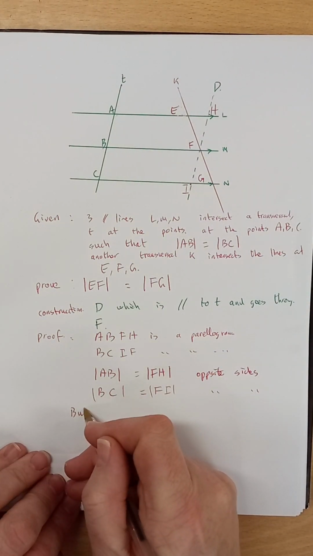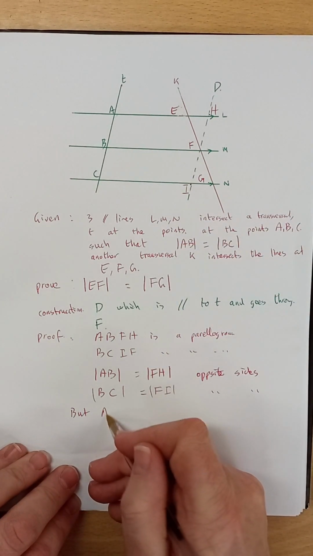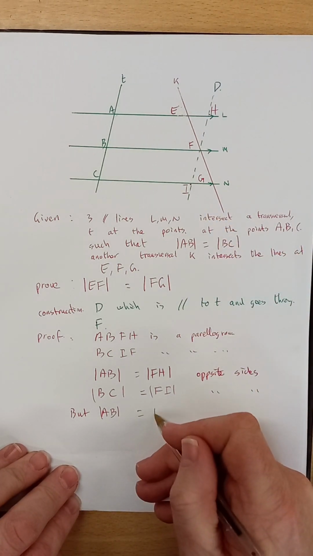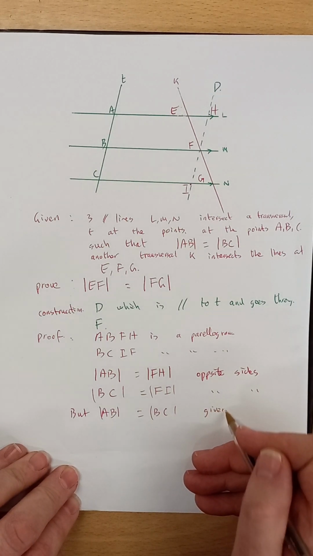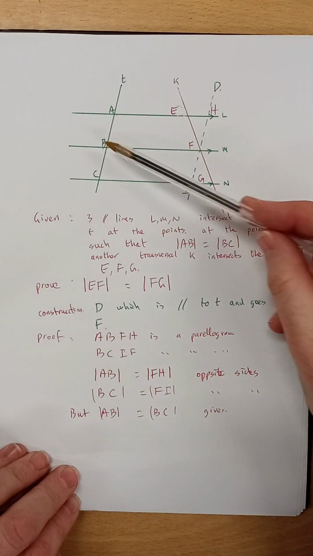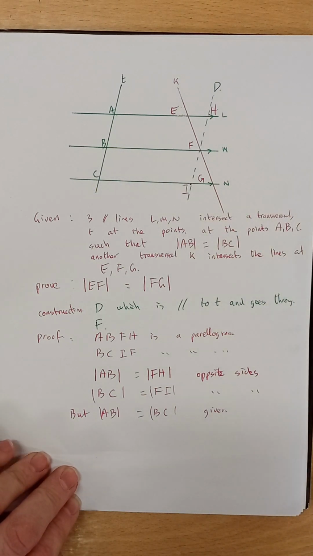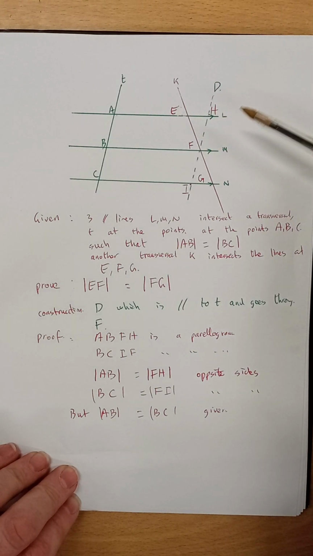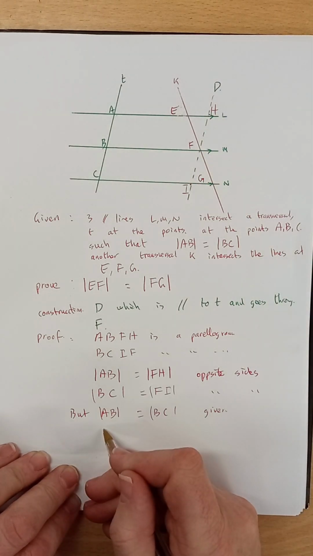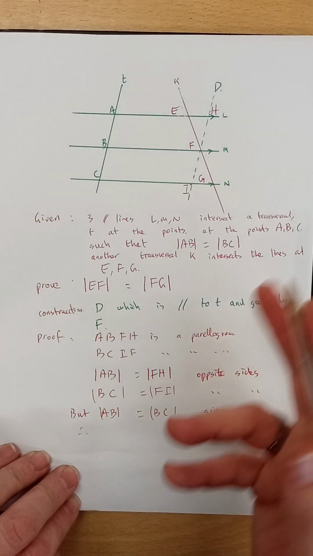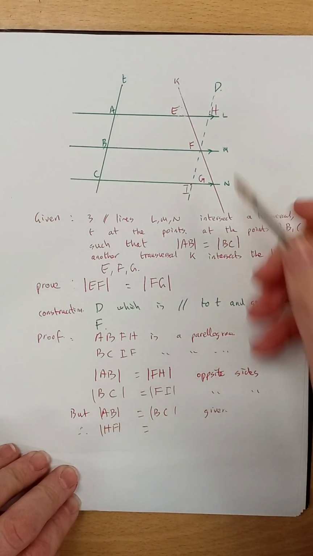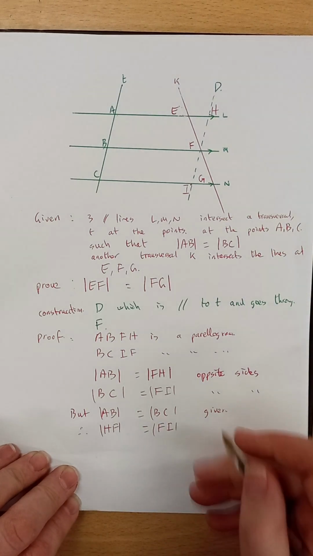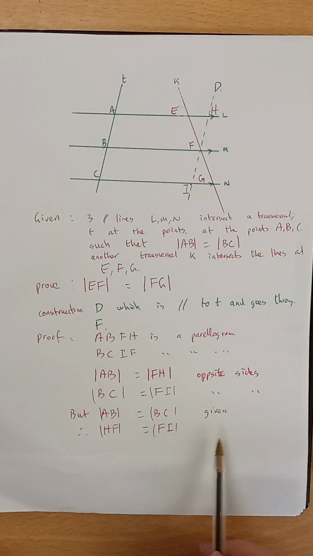But we already know that the length of AB is equal to the length of BC. That's given. So that must mean that if that's equal to that and that's equal to that, then as you can tell, that is equal to that. Therefore, HF is equal to FI. So there you have it.